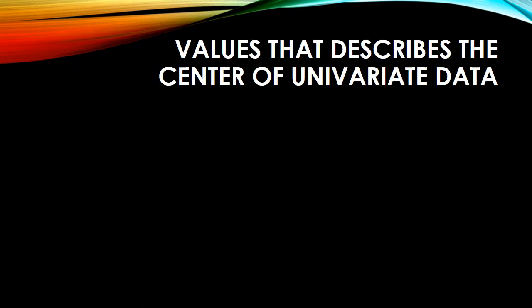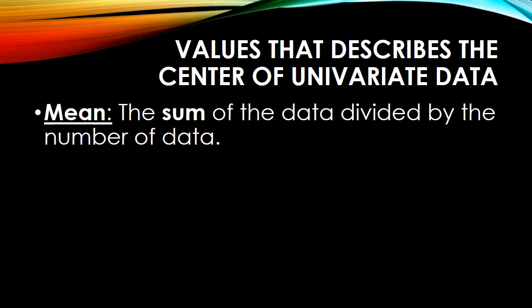Let's start with values that describe the center, or central tendency, of univariate data. When I talk about central tendency, I talk about the center. So the values that you're about to learn describe the center of a set of data. And the first value is the mean.